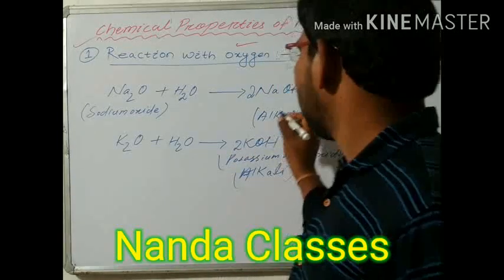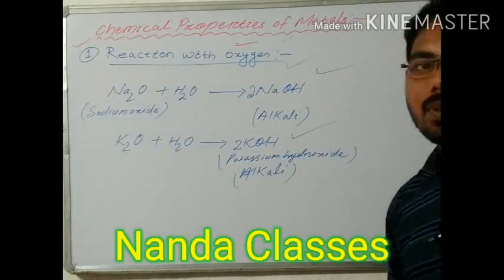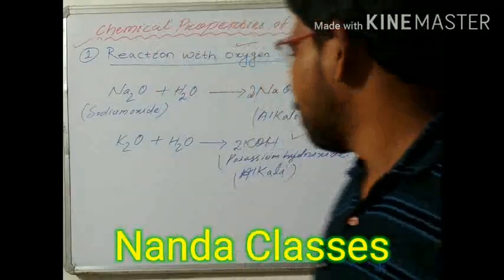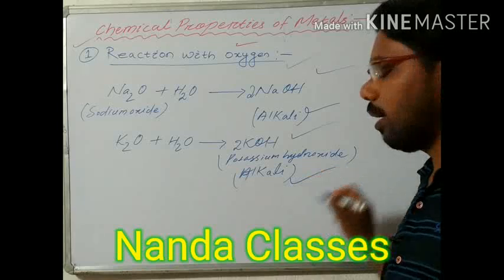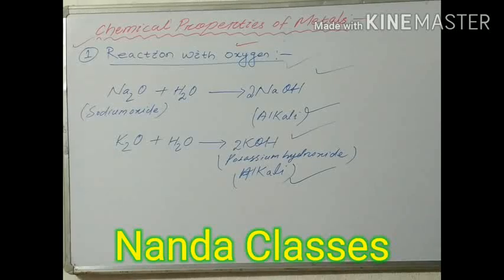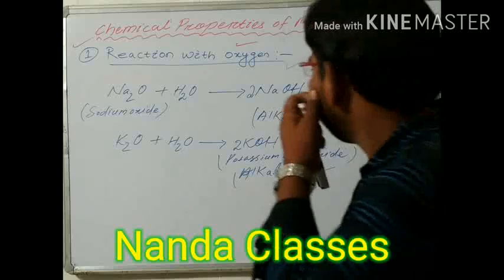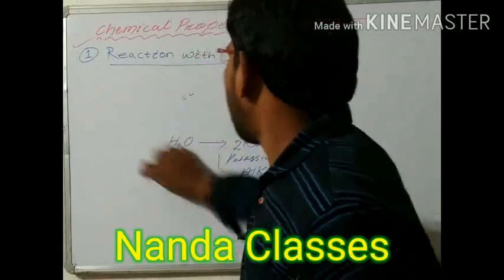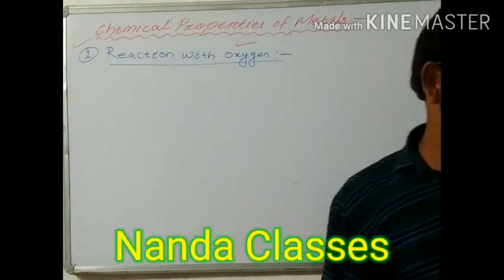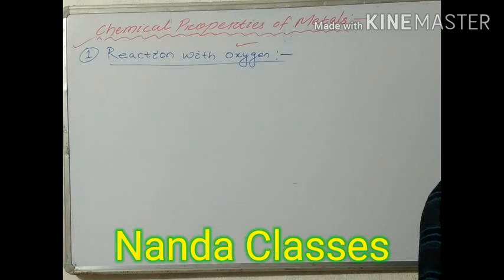Okay, these two are water soluble bases. Sodium hydroxide and potassium hydroxide are water soluble bases. That's why they are known as alkalis. This is also most important because questions come from this topic. So next we will discuss the second type of reaction, reaction of metals with water.